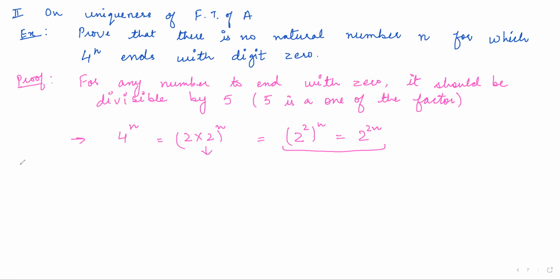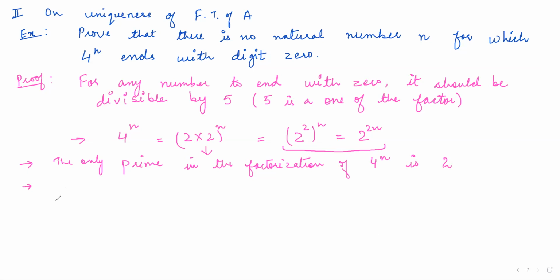So we will write all these things, that the only prime in the factorization of 4 to the power n is 2. So 2 is the only prime number, right? Okay. So by the uniqueness of the fundamental theorem of arithmetic, we know that this prime factorization is unique. It will always be 2 into 2. There can never be any other number. So there is no chance that sometime we get a 5. All right.